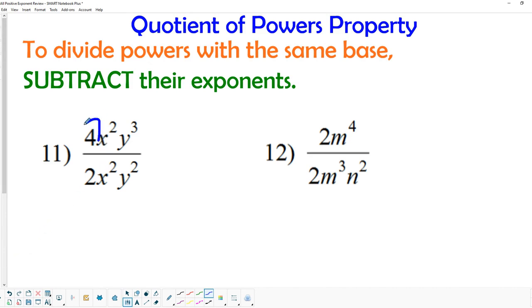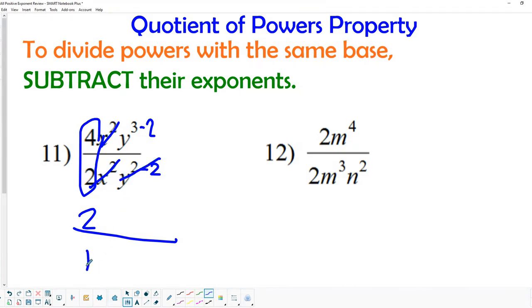So 4 over 2, to simplify that would just equal 2. So then as far as our x's, you got x to the second over x to the second, so those will cancel each other out. And then on our y values, since the 2 on the bottom is smaller than the 3 on the top, we're going to subtract that, which ends up canceling the bottom one out, making it a 1. And then 3 minus 2 is 1, so that just leaves us with y to the first power.